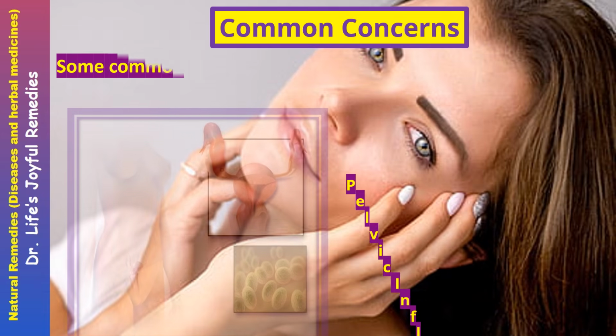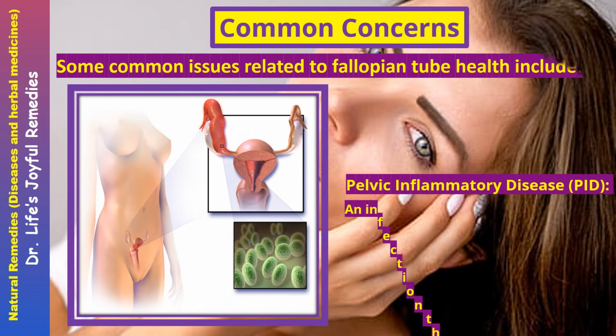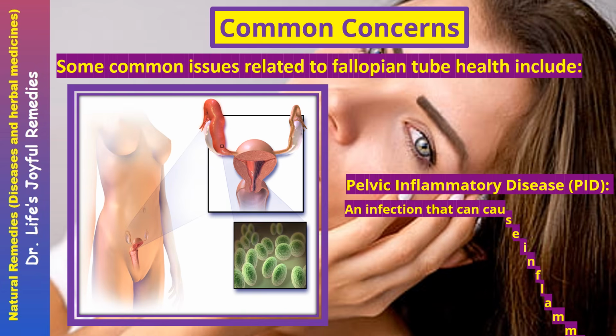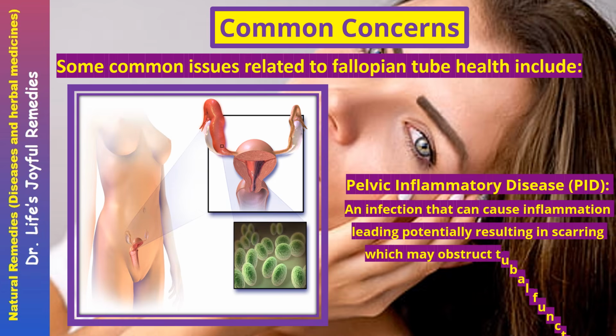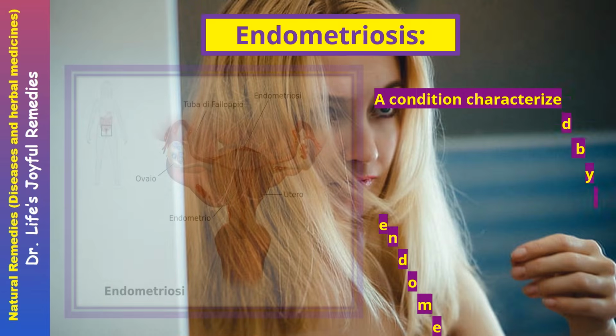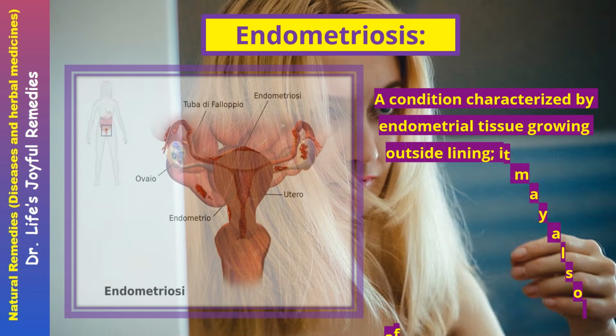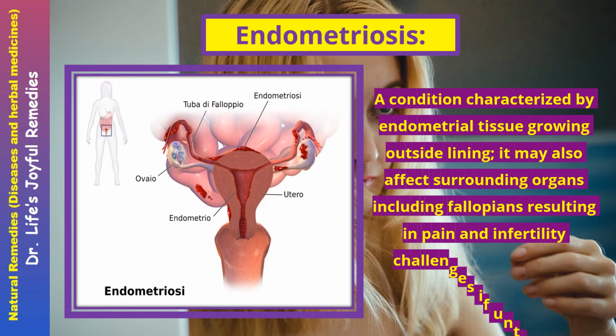Common concerns. Some common issues related to fallopian tube health include pelvic inflammatory disease (PID), an infection that can cause inflammation, potentially resulting in scarring which may obstruct tubal function. Endometriosis, a condition characterized by endometrial tissue growing outside the lining. It may also affect surrounding organs, including the fallopian tubes, resulting in pain and infertility challenges if untreated.